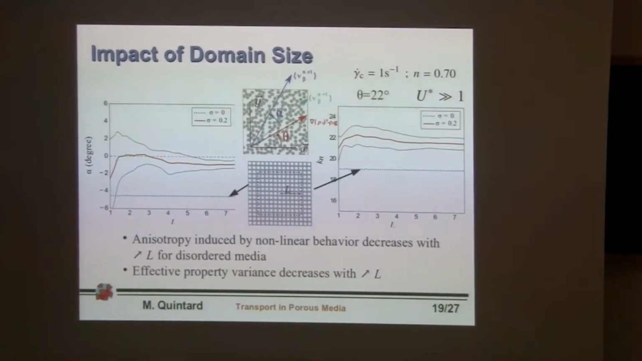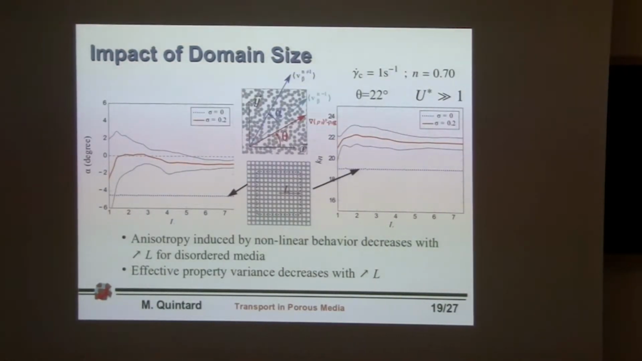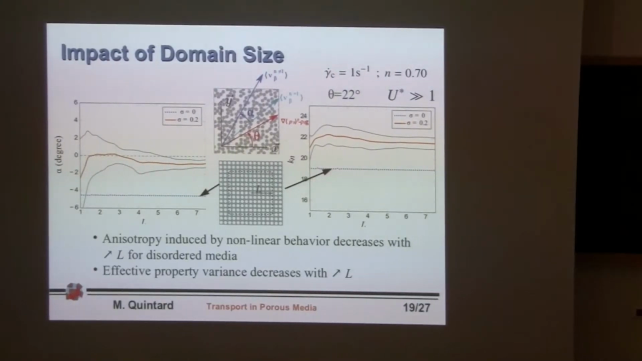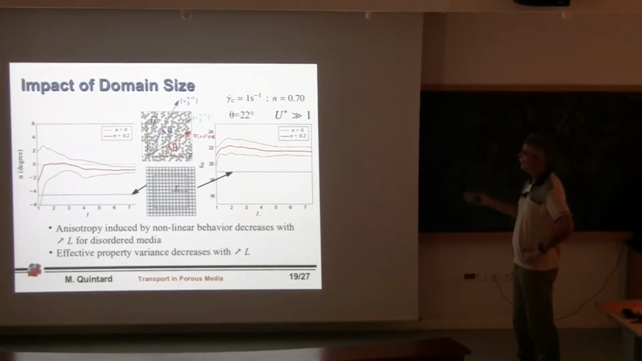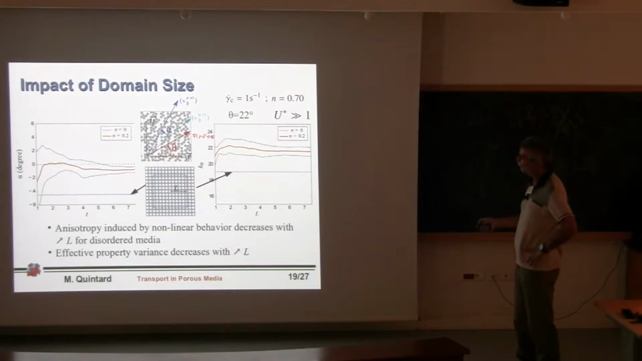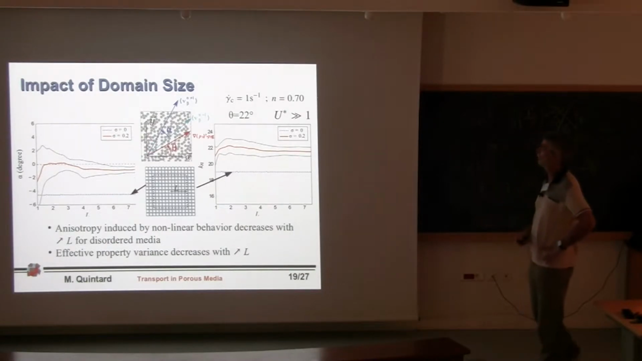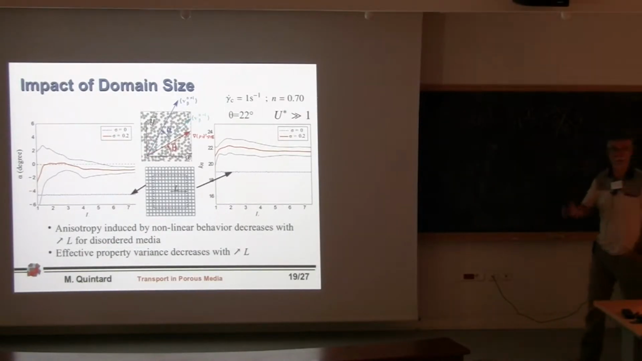Another feature which is important is the impact of the domain size, something which is often overlooked when people work with X-ray tomographic images. To illustrate that, let us look at an academic medium, which is made by the perturbation of a periodic array. So I have the periodic array here, and if I move all particles with a given variance, then I get something which is disordered.